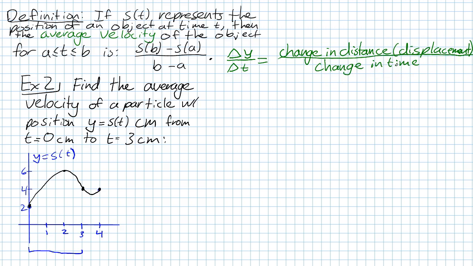Okay, so let's look at this question here. This graph gives you the position of some kind of particle. So it starts off 2 centimeters from somewhere, and then it ends up at the end 4 centimeters from somewhere, because that's 4 over here.